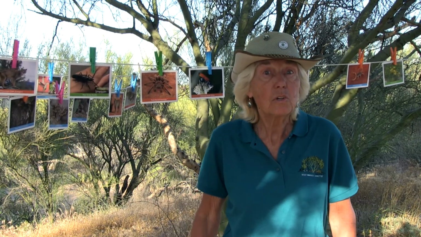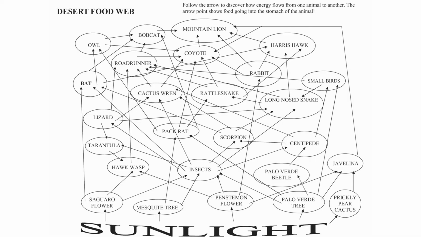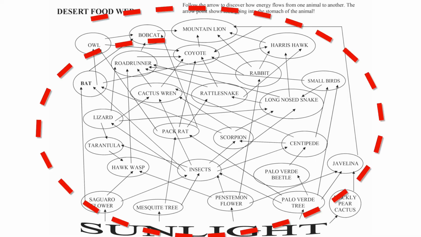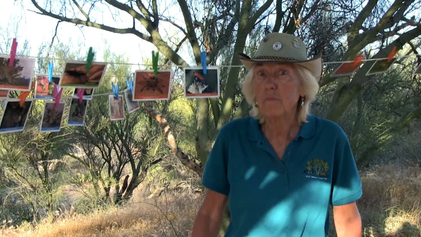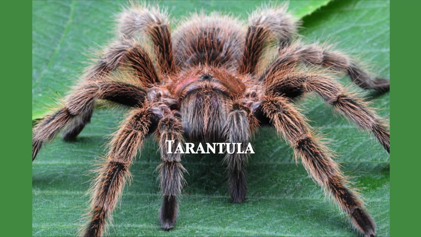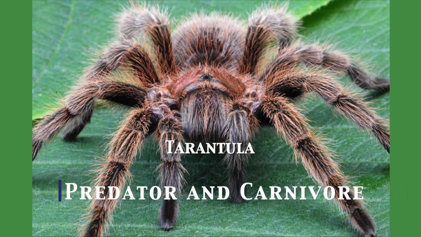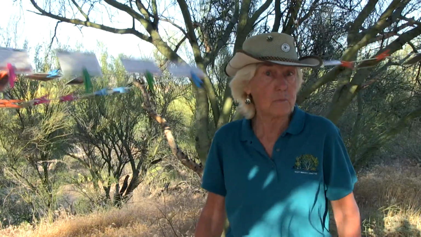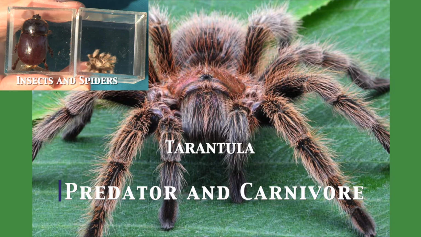Well, now let's take a look at how we put together a food chain to make a food web. Look at this. All through here, we've got all the animals and plants that would be found in the Sonoran Desert that you've talked about today. And now we're going to take a sample to make a food chain. Let's take a tarantula. That's one we didn't talk about yet. A tarantula is a predator. It's a carnivore. It eats meat? Absolutely. It eats meat from insects and other spiders. That makes it a carnivore.